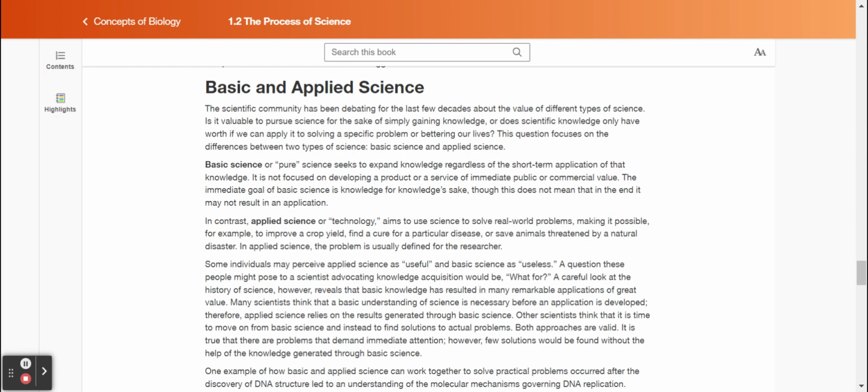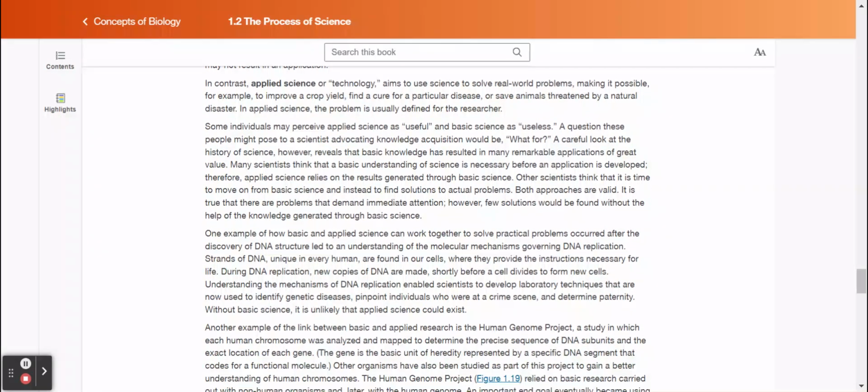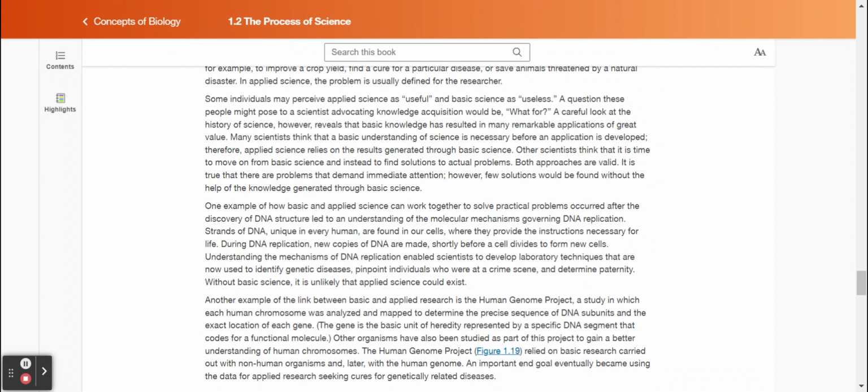In contrast, applied science, or technology, aims to use science to solve real world problems, making it possible, for example, to improve a crop yield, find a cure for a particular disease, or save animals threatened by a natural disaster. In applied science, the problem is usually defined for the researcher. Some individuals may perceive applied science as useful and basic science as useless. A question these people might pose to a scientist advocating knowledge acquisition would be, what for?